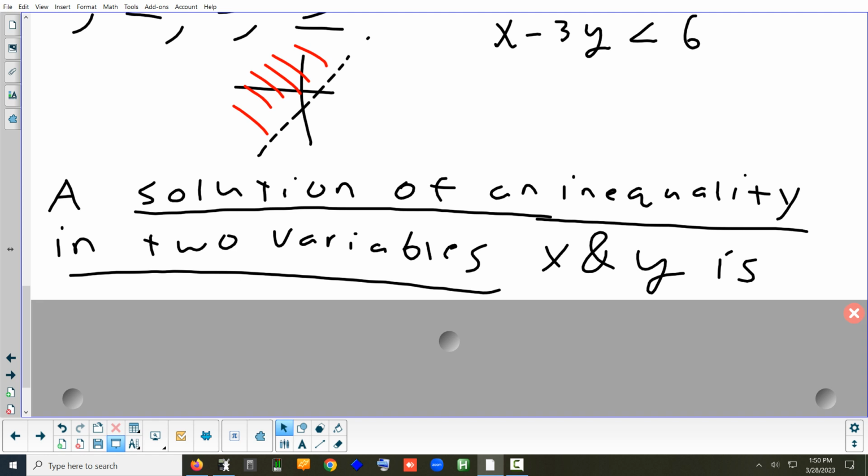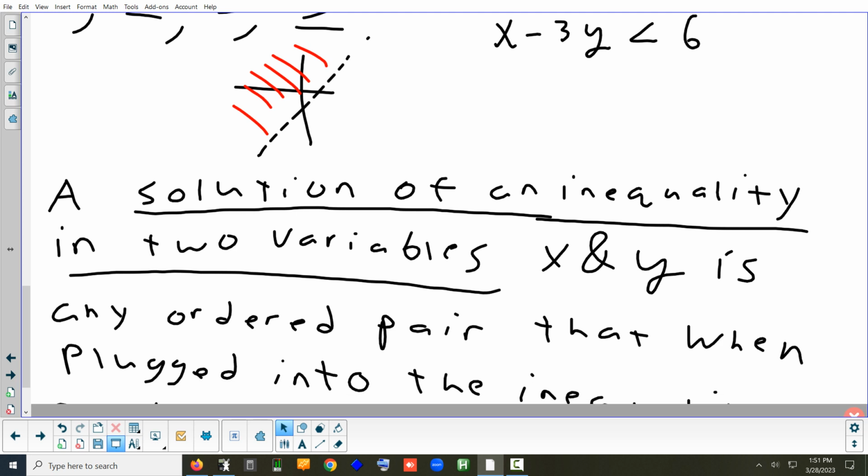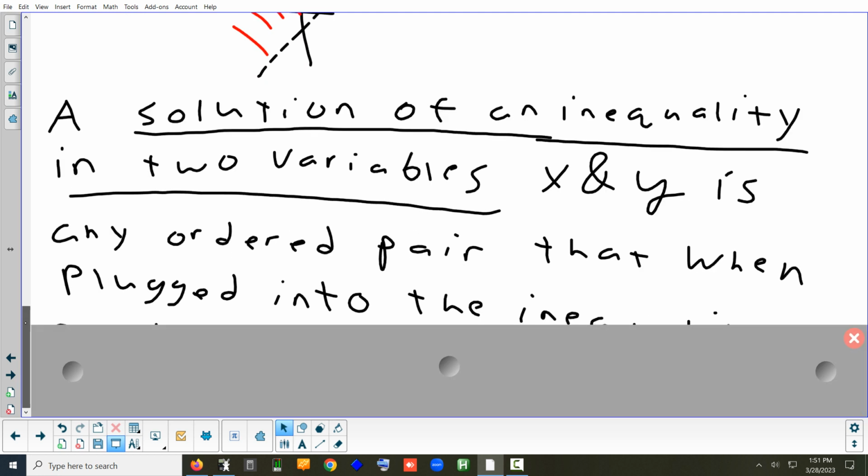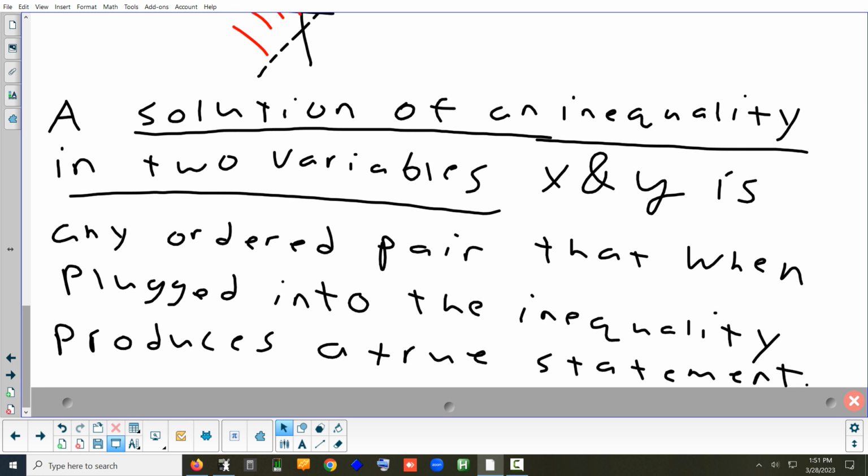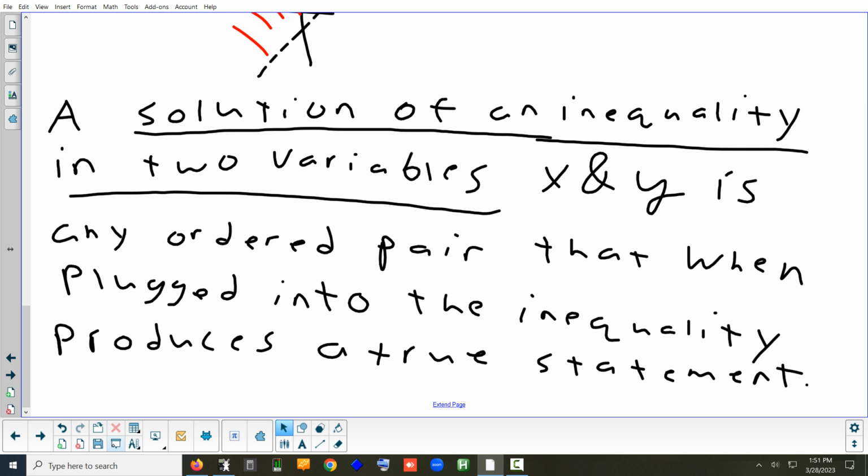All right, so on the next blank line, at the end of it, it says, is an ordered pair. You want to write down that a solution of an inequality in two variables is an x and a y that when you plug it into the equation, you get a true statement. So a solution of an inequality in two variables that uses the letters x and y is an ordered pair that when you plug it into the inequality, you get a true statement. It doesn't have to use the letters x and y, but those are the most common letters that you're going to see.